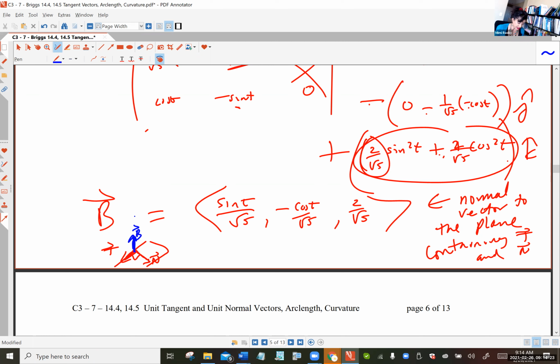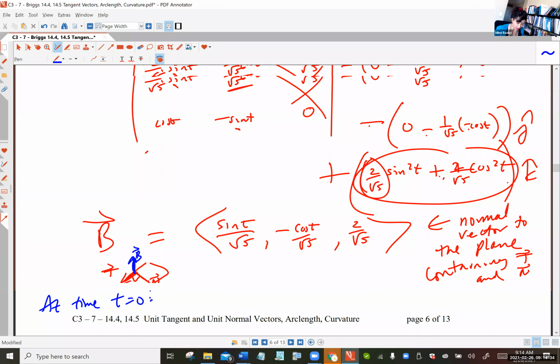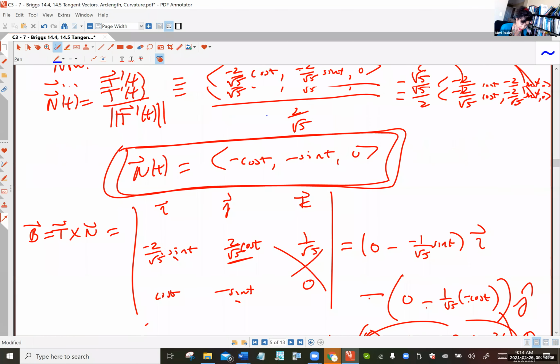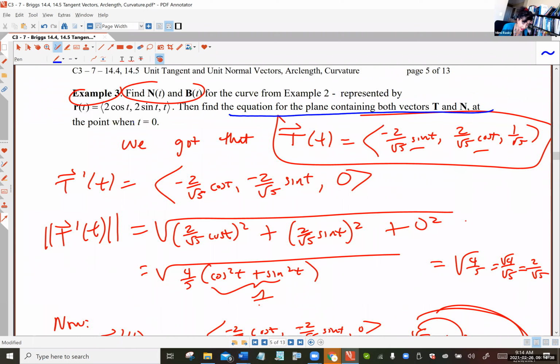Now, they did ask us to evaluate at time t equals 0. That was the last part of the problem. So no problem. They said, find an equation for the plane containing T and N at the point when t equals 0. So the B that we just got is a normal vector to the plane. And we only need one more thing to get a plane equation: a point on the plane, right?